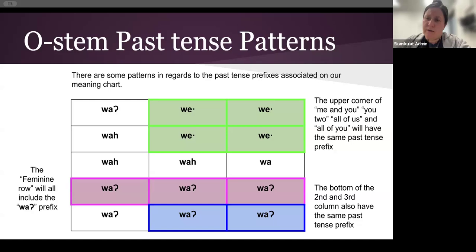In the upper corner of the chart is what I like to call a postage stamp pattern. Me and you two, all of us, and you all are always we drag. The female row is always wa glottal, as well as the bottom wa glottal. I think that's important to be aware of. That is the change for the past tense O stem prefix patterns.